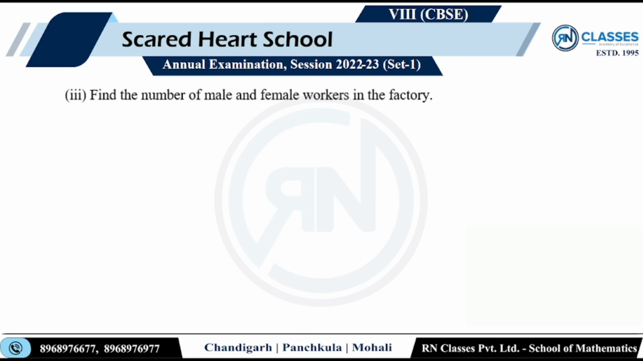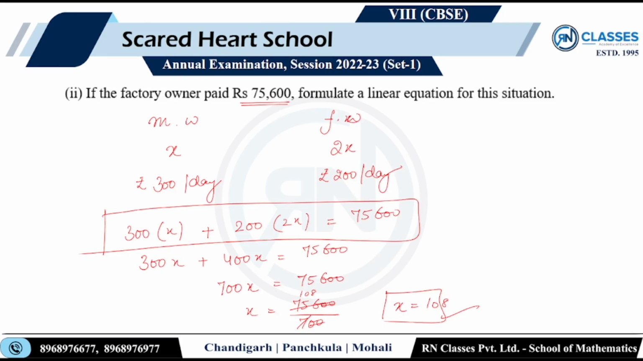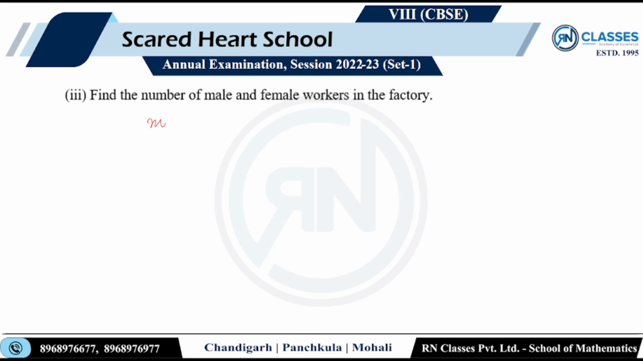Find the number of male workers and female workers. Of course मैंने male workers निकाल लिए थे पहले ही, already done. So number of male workers comes out to 108 and number of female workers comes out to 2 into 108. That would be 216. Right? Quite simple. यहाँ पे number of male workers.